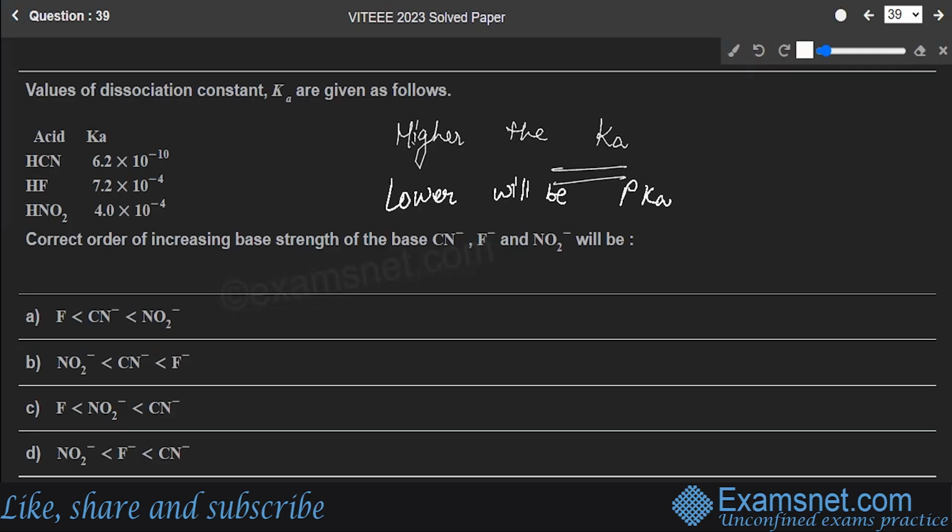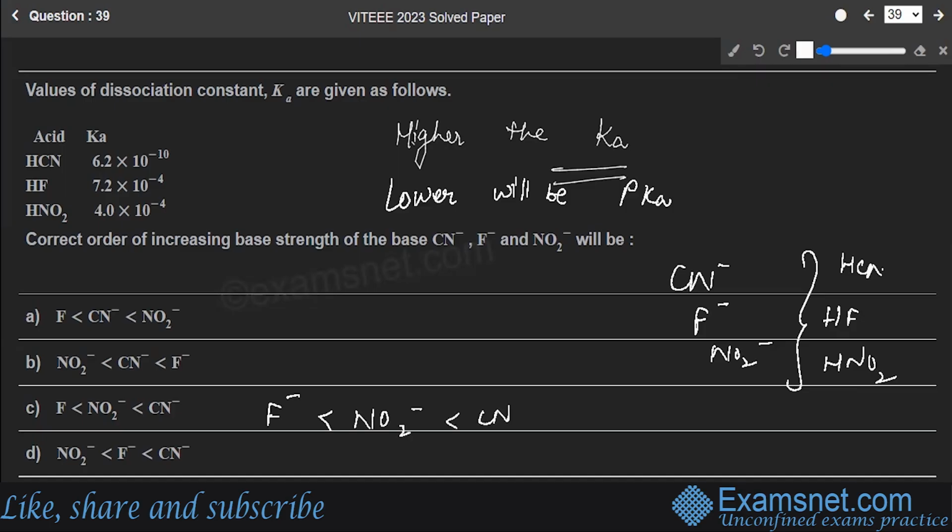That is, the higher will be the acidic nature. Further, since CN minus, F minus, NO2 minus are conjugate bases of HCN, HF, and HNO2 respectively, hence the correct order of the base strength will be given by F minus less than NO2 minus less than CN minus, because the stronger the acid, the weaker will be the conjugate base. That makes C the correct answer.